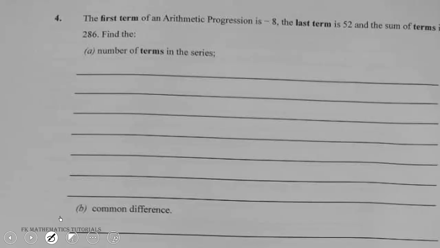Question number 4. The first term of an arithmetic progression is -8. The last term is 52, and the sum of terms is 286. So we're given that the first term, which is a, is equal to -8. The last term, which is L, is equal to 52. And the sum of terms is equal to 286. We have to find the number of terms in the series.